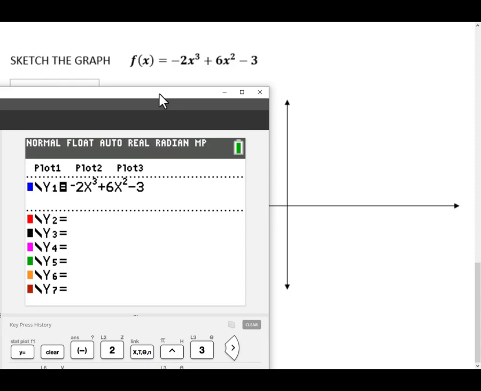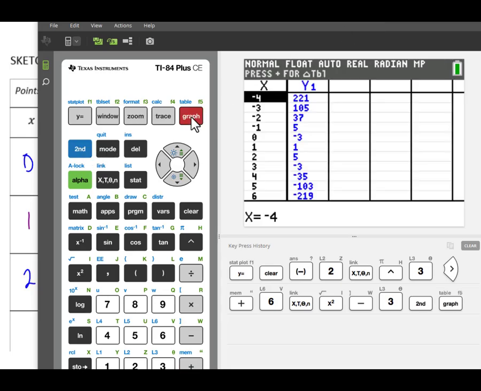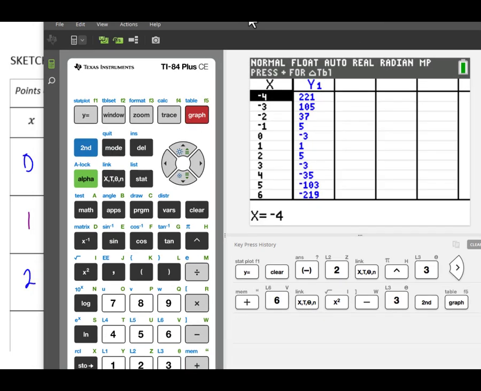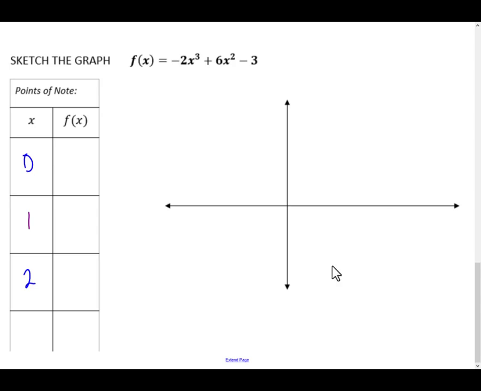All right, but plugging those points into the calculator, negative 2x cubed plus 6x squared minus 3, what I'll do is I'll go to my table and I'll look at what my outputs are. At 0, I get that point negative 3. At 1, I get positive 1, and at 2, I get 5. So it's just a matter of plug and chug. What did I say? I said negative 3, 1, and 5. So negative 3, 1, and 5, those represent the ordered pairs on my graph.